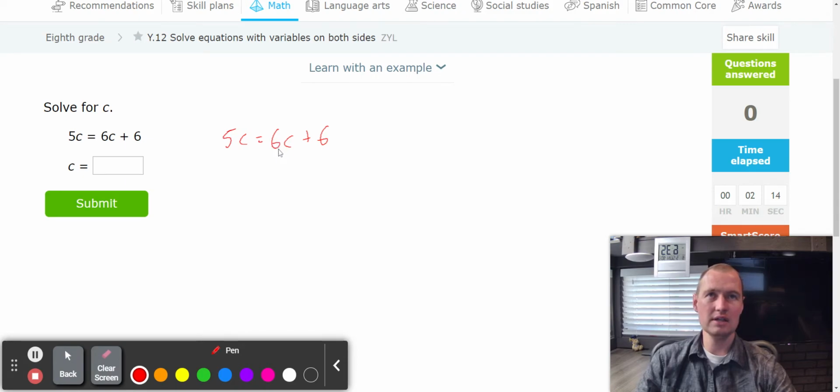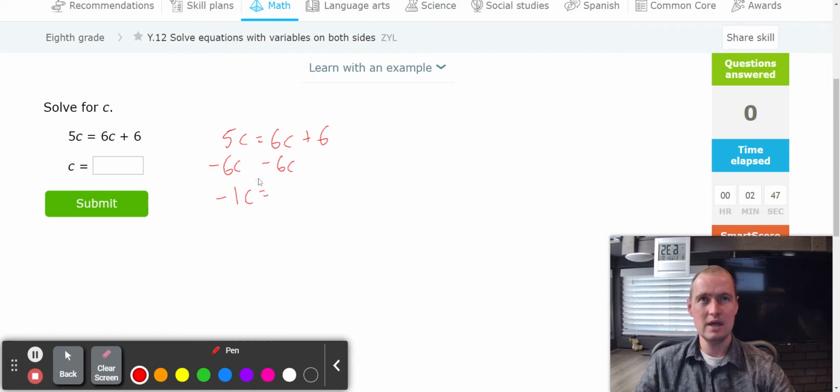And what I like to do is take the c's and put them on the side opposite of the constant. So notice that the c's are by themselves on the left, but this 6c on the right is with the constant, it's got a number too, of 6. So if I subtract 6c on the right side, whatever I do to one side, I must do to the other. I subtract 6c here. We have 5c minus 6c, which gives us negative 1c on the left. And 6c minus 6c leaves us with just 6.